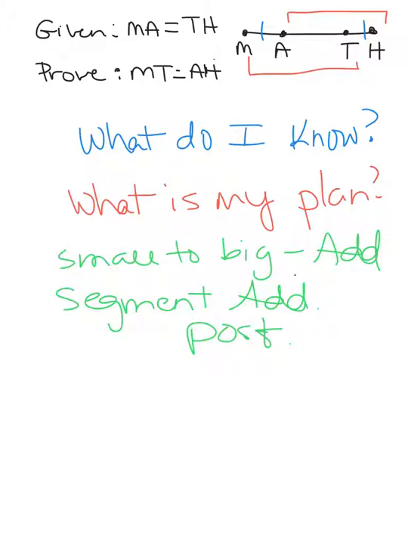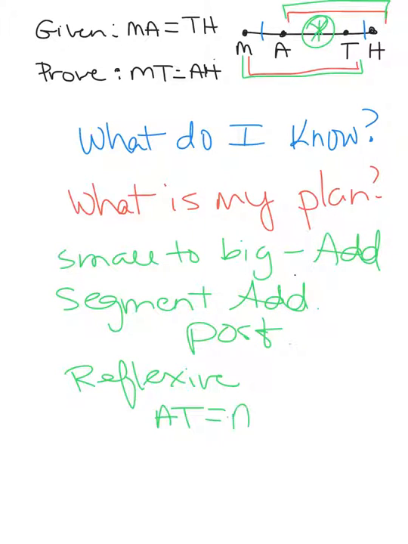Also, when I notice my diagram, I notice that this AT piece right here is a reflexive piece. I need that for this segment MT, and I also need it for the segment AH. So I'm going to look at reflexive, and AT equals AT. I might need it, I'm not sure, but at least I'm going to write that down as part of my plan.